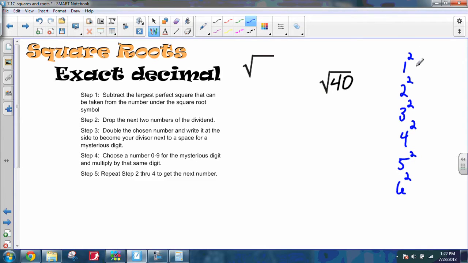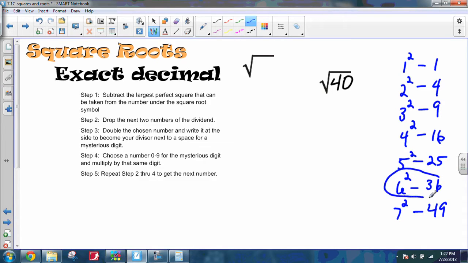Now, I find out what kind of square these numbers will make. 1 times 1 is 1, 2 times 2 is 4, 3 times 3 is 9, 4 times 4 is 16, 5 times 5 is 25, and 6 times 6 is 36. Now 7 squared, which is 7 times 7, is 49. So when I look at all my perfect squares, I see that 36 is the largest one that can fit into 40. So that's the one I'm going to choose.